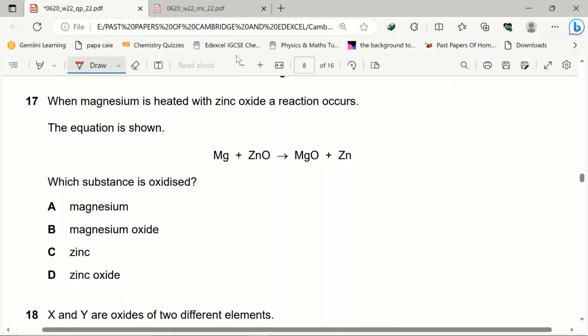17. When magnesium is heated with zinc oxide, a reaction occurs. The equation is shown. This one is a displacement reaction. Which substance is oxidized? You see magnesium gains oxygen to form magnesium oxide, very straightforward. So magnesium is oxidized and zinc oxide is reduced. That's how we need to understand it. 17A is the only correct answer. We know gain of oxygen is oxidation.